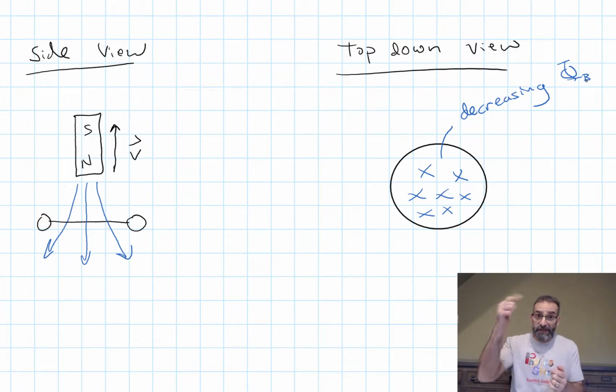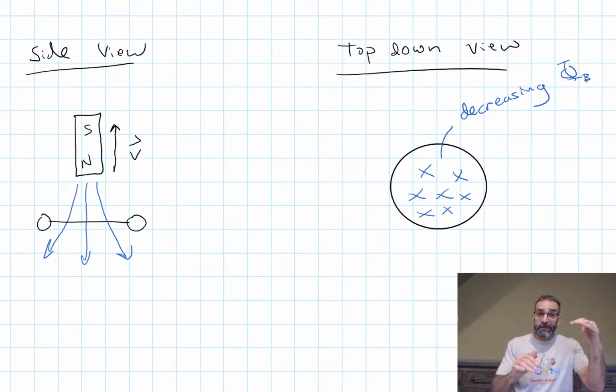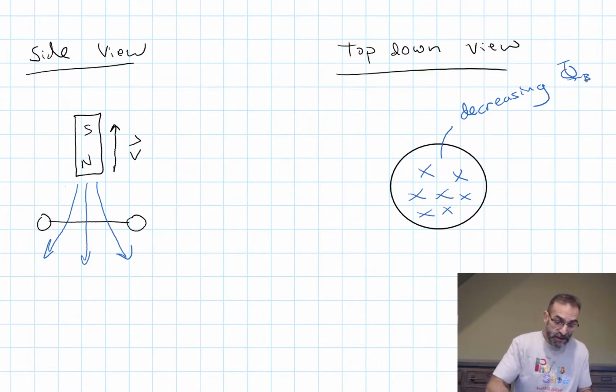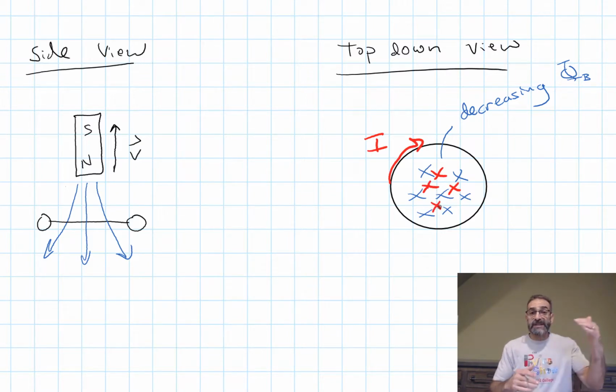In this case, the flux is also down, but it's getting weaker. So the current tries to get it back to where it was. It tries to get it back to a big magnetic flux down into the page. So it's going to flow clockwise in order to add its own flux to get it back to where it started, to get it back to its high flux starting point.